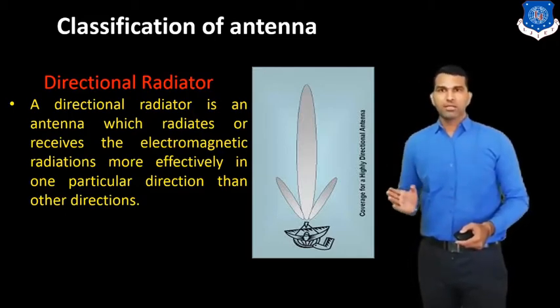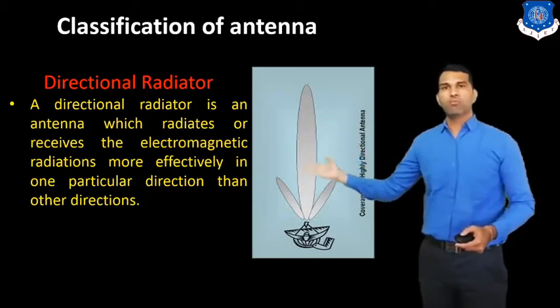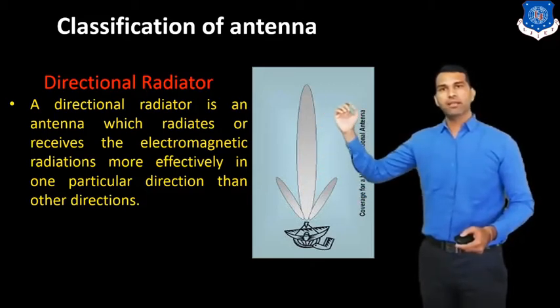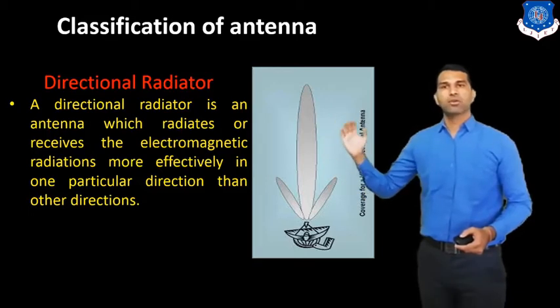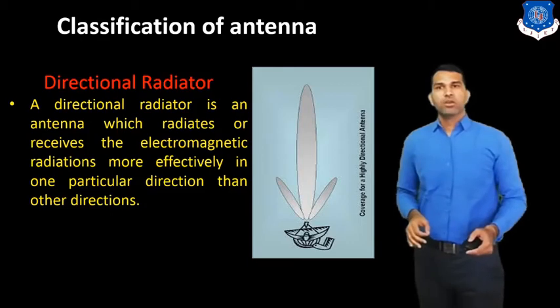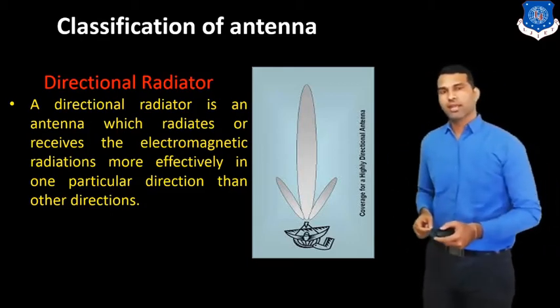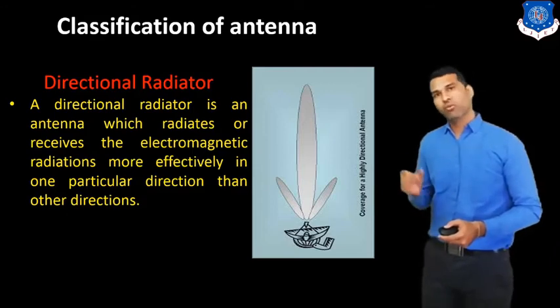You can see it radiates in one particular direction. This is the main beam of the antenna. It radiates in one particular direction and suppresses the other beams of the antenna. So this is the property of a directional antenna. We can say it radiates in one particular direction.